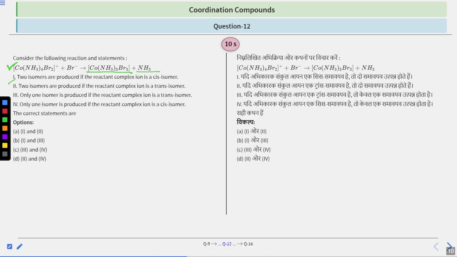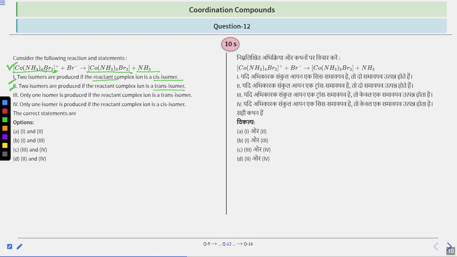Statement 1 is: 2 isomers are produced if the reactant complex is a cis isomer. So it is given that if our reactant complex is a cis isomer, then we will get 2 isomers in the final reaction. Statement 2 is: 2 isomers are produced if the reactant complex is a trans isomer.